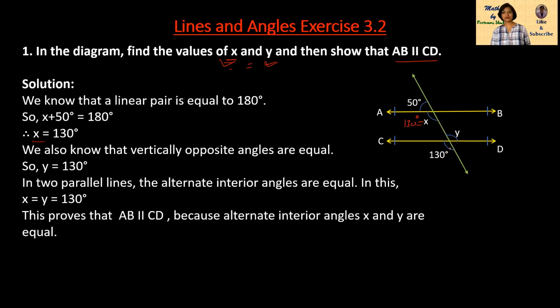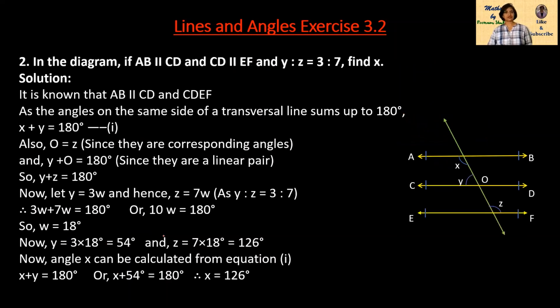So here vertically opposite angles are y and 130, and these two are equal. So that means y equals to 130. Now here x equals to y equals to 130. That means this proves that line AB is parallel to line CD because alternate interior angles x and y are equal, and proved.